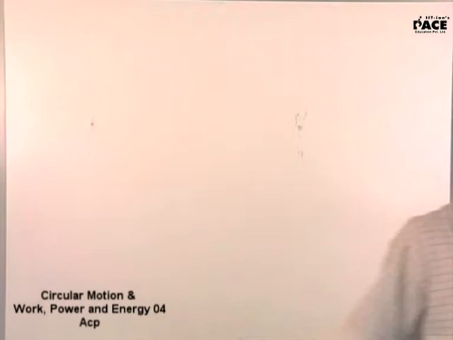A car moving at a speed of 36 km per hour is taking a turn on a circular road of radius 50 meter. A small wooden plate is kept on the seat with its plane perpendicular to the radius of the circular road. A small block of mass 100 gram is kept on the seat. See, this is the plank.